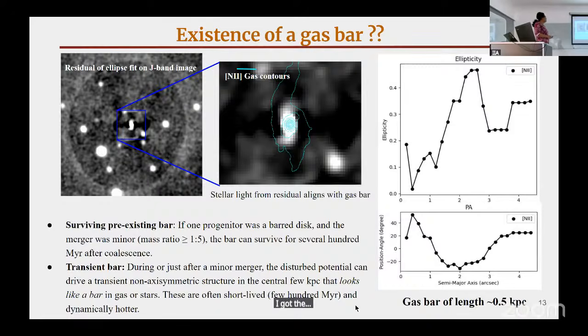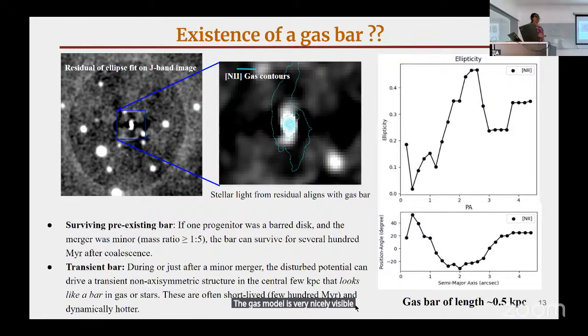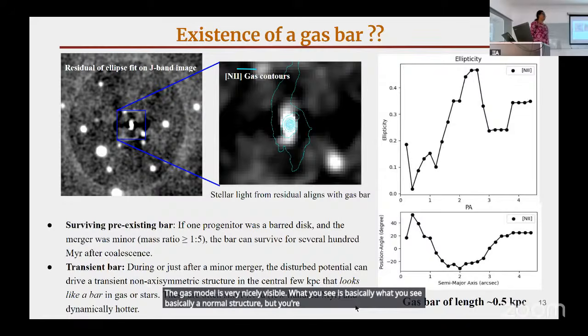You think it could actually be a bulge instead of a bar? It can be, but because I haven't performed the galaxy modeling, I have just used one single Sersic profile to fit the bulge. I can use one more exponential or Sersic profile and see whether it's a bulge. But the gas bar is very nicely visible.